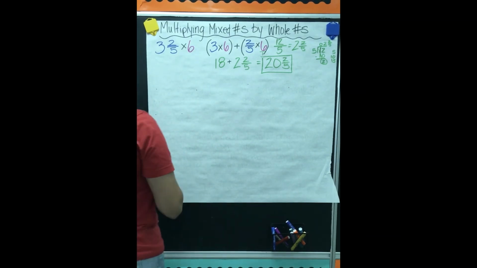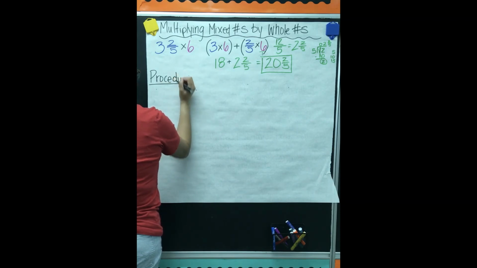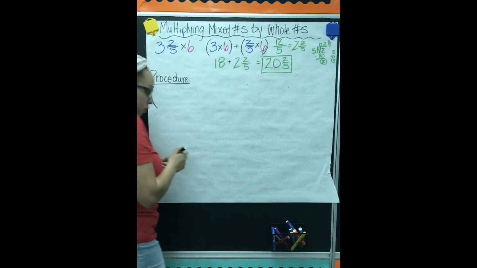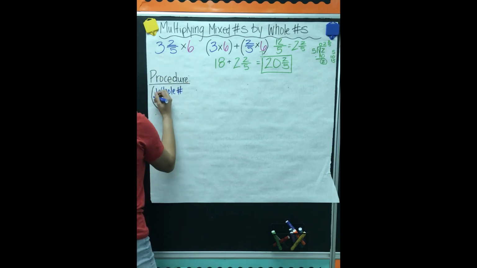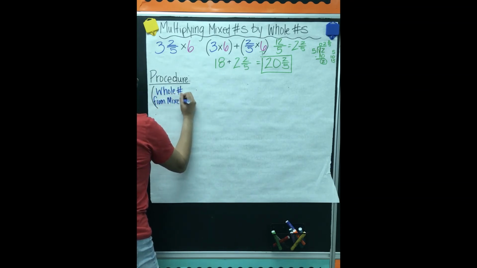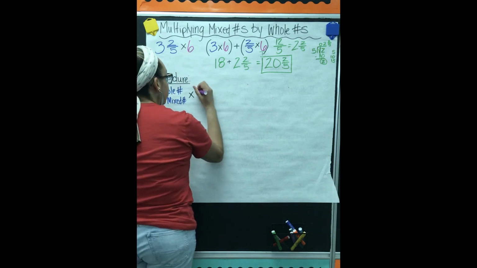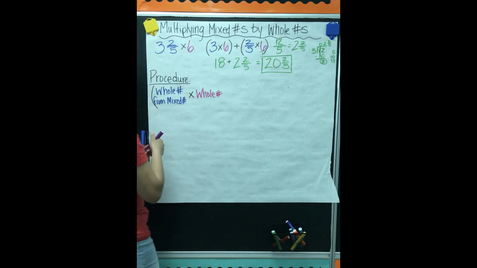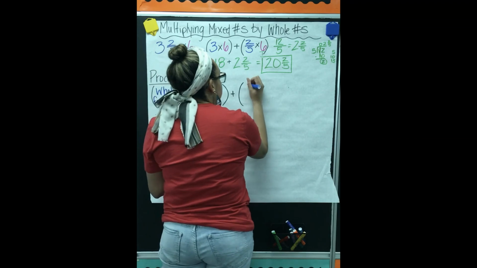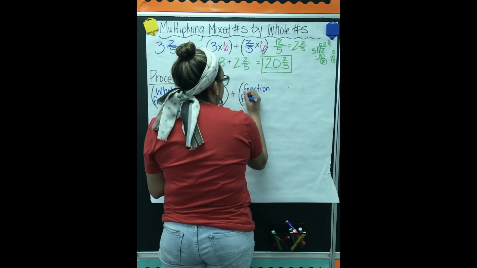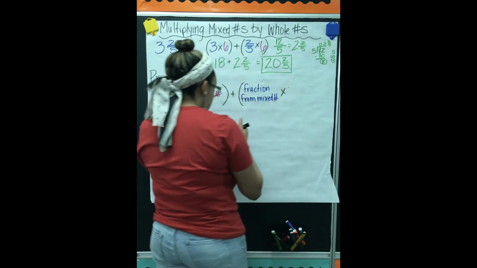So what is the procedure for this? Well, the procedure is, we take the whole number from the mixed number, and we multiply it times the whole number, and then we add it to the fraction from the mixed number, by the whole number.